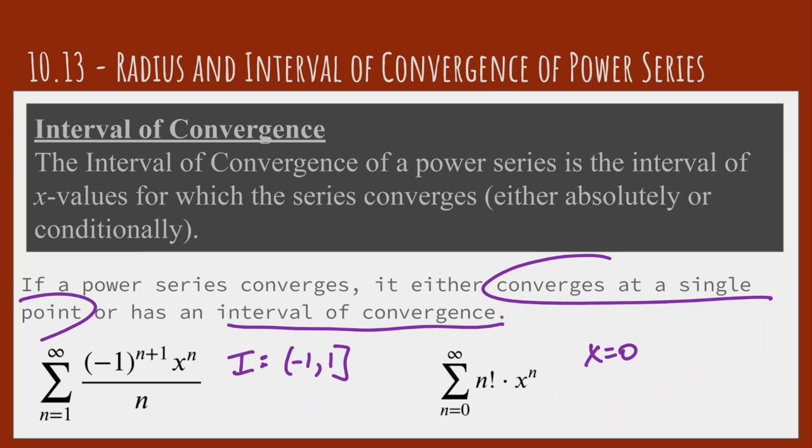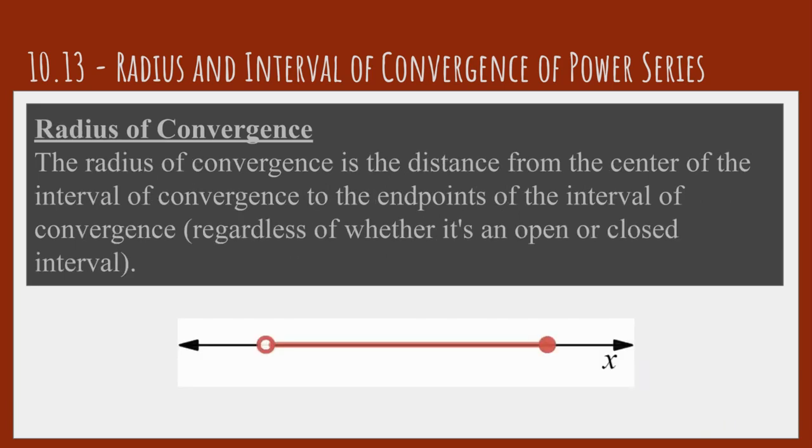So this one here is an example of one that converges at a single point where x equals 0. So the interval of convergence here is actually 0. It doesn't have an interval of convergence. It's just at a single point. So a radius of convergence, radius we've defined before in terms of a circle. Remember, the radius of a circle is the distance from the center of a circle to any point on the circle. The radius of convergence is the distance from the center of an interval of convergence, call that, say, C. So it's the distance from the center to either endpoint. And it doesn't matter if the endpoint is an open point or a closed point. That is going to be the radius of convergence.